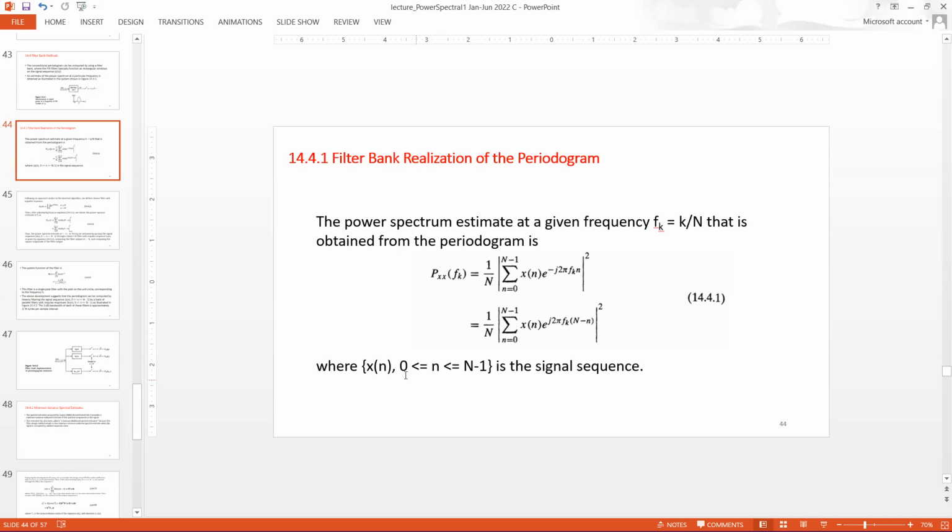আর এখানে আমাদের xn, এখানে আমাদের ডিসক্রিট সিগন্যাল যেটা রেঞ্জ হবে, n এর ভ্যালুটা হবে from 0 to n-1.